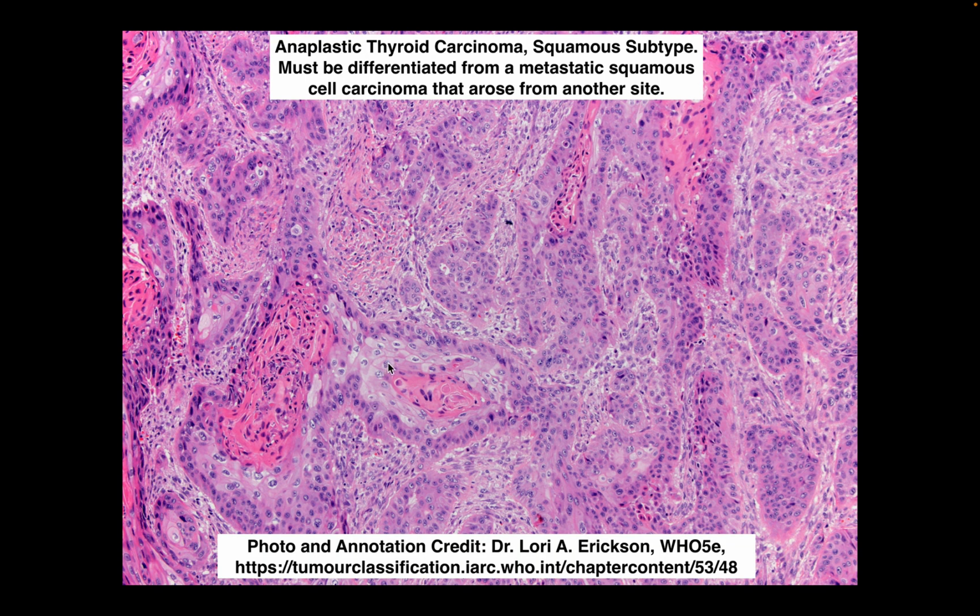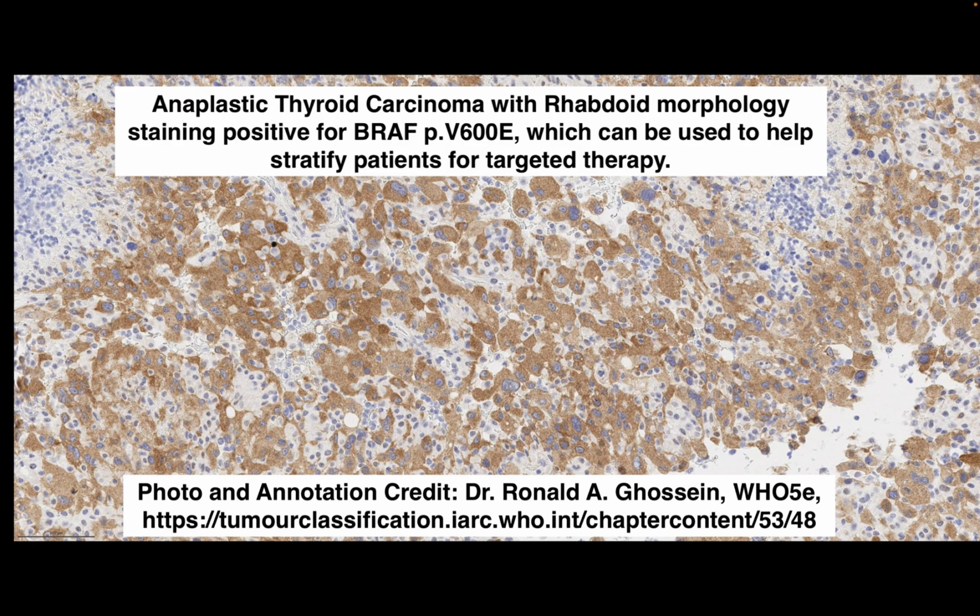As you can see, both have some intercellular bridges and keratin pearls and paradoxical maturation as well, against a desmoplastic background with abundant mitoses. As you can see, one mitosis here. And this is the anaplastic thyroid carcinoma with rhabdoid morphology, staining positive for BRAF V600E, which can be used to help stratify patients for targeted therapy.